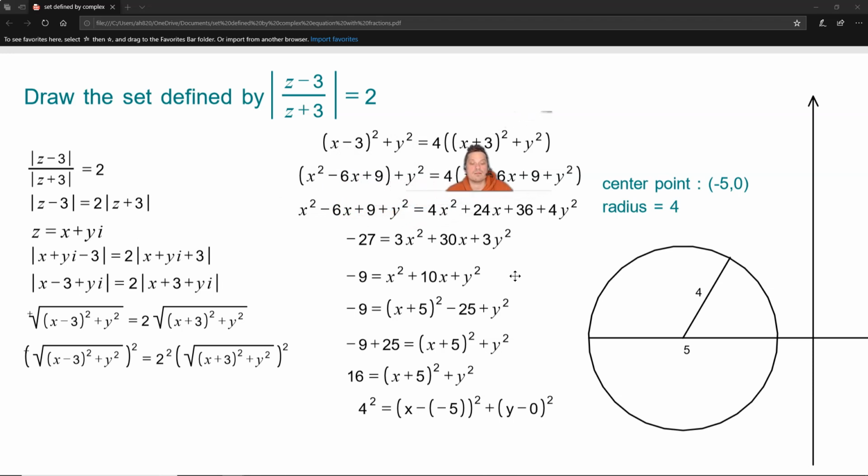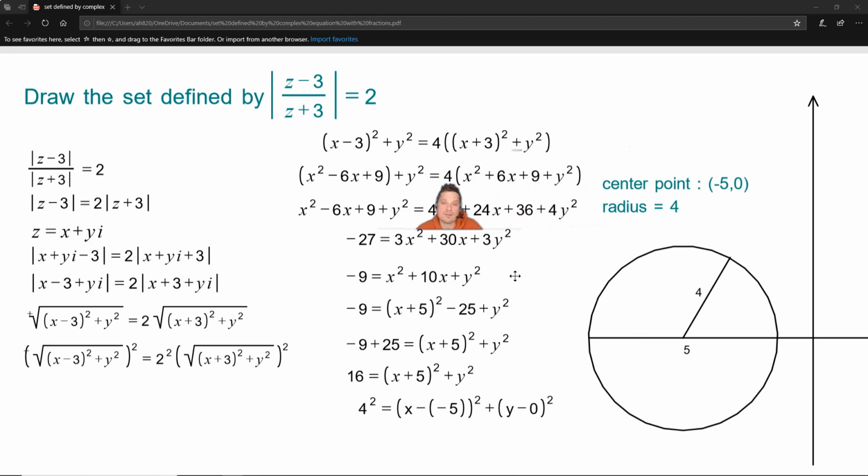Same thing over here. I need to FOIL (x plus 3) squared. When I do that, it's going to give me x squared plus 6x plus 9. I'm not spending too much time on those because I expect at this level you've got the FOIL parts down. So that's going to give me this: the 4 is on the outside, and then I have x squared plus 6x plus 9 plus y squared.